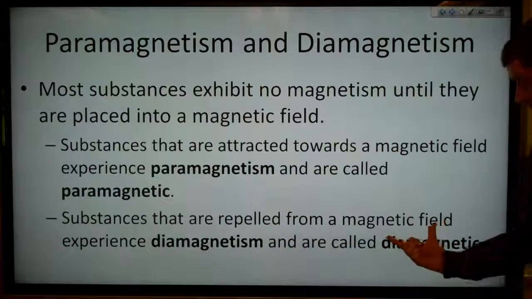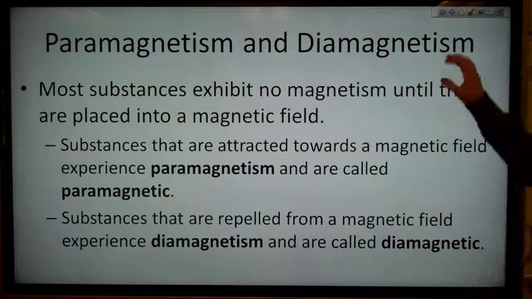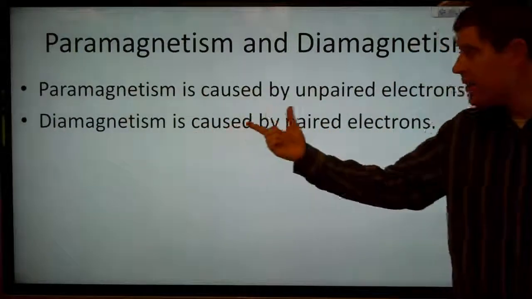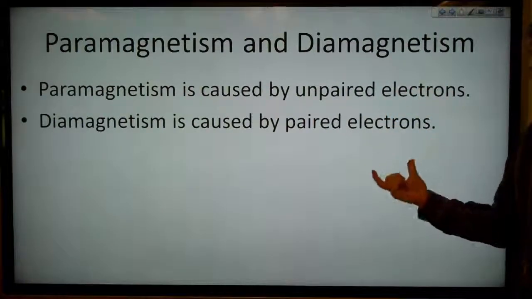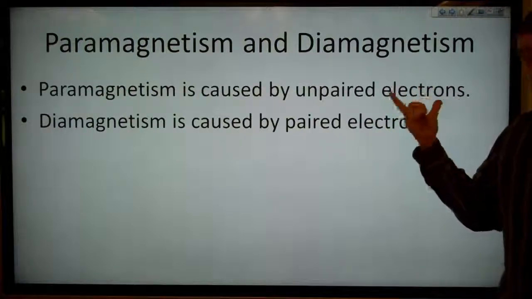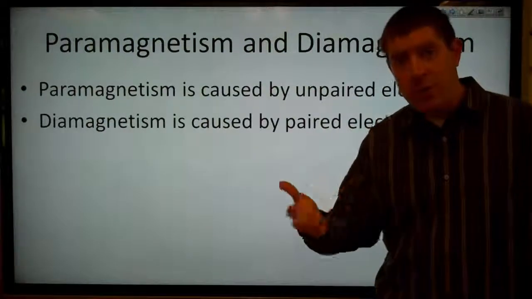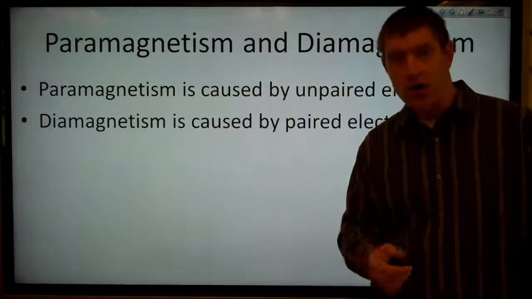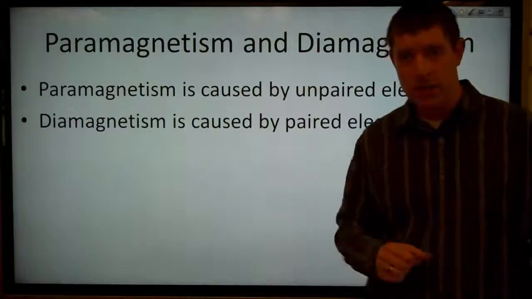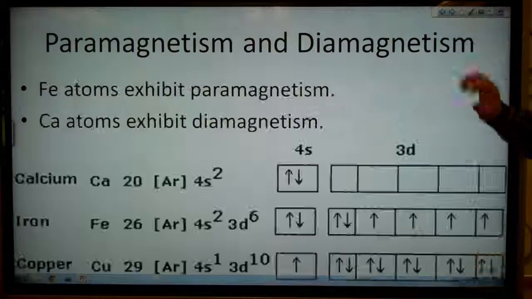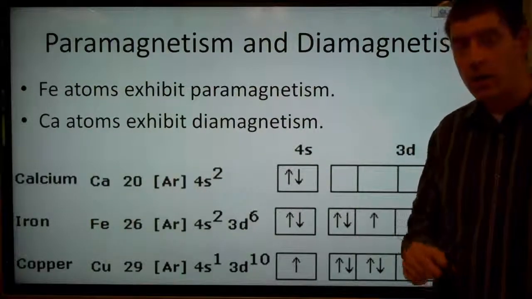Substances that are repelled from a magnetic field experience diamagnetism, and they're called diamagnetic. And so it turns out that paramagnetism is caused by unpaired electrons, and diamagnetism is caused by paired electrons. Now, paramagnetism is significantly stronger than diamagnetism, and so something like plastic is repelled by a magnet, but it's not repelled very strongly. It's significantly weaker than the attraction force experienced by something like iron. So in normal daily life, we don't really notice that repulsion very much, but we do notice that attraction force.